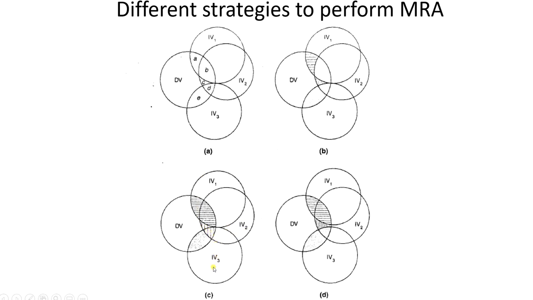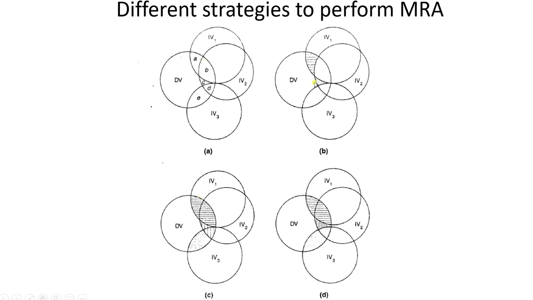And when IV3 will be entered, so which variable will be entered next? When we partial out the first variable, then from the remaining variables, that variable which is explaining the maximum variance will be entered next. In this way, if you are entering using statistical criteria, and I ask what is the contribution of IV1, then you will say it is very important. This is explaining A plus B variance.